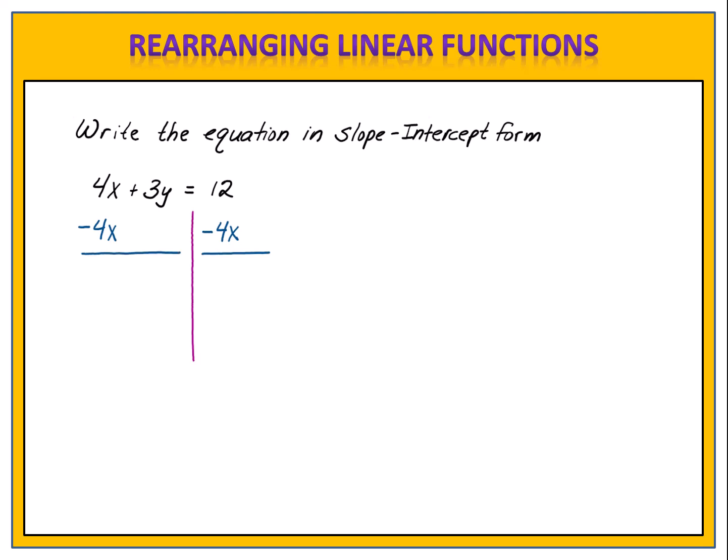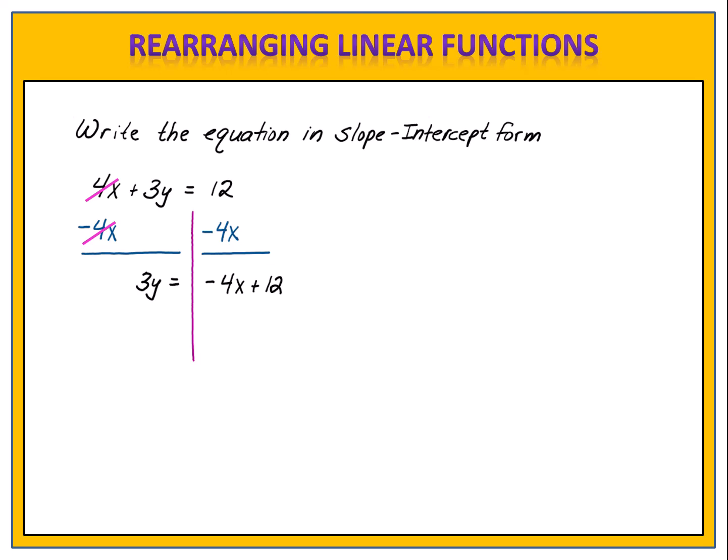On the left-hand side, I have no x's remaining. All that's there is 3y. On the right-hand side, I have the negative 4x and the positive 12. Notice that I wrote the x term first. That's because to write an equation in slope-intercept form, I have to have y equals something x plus something.